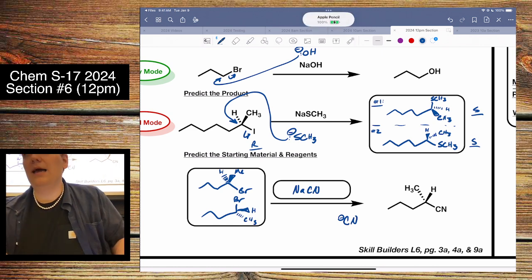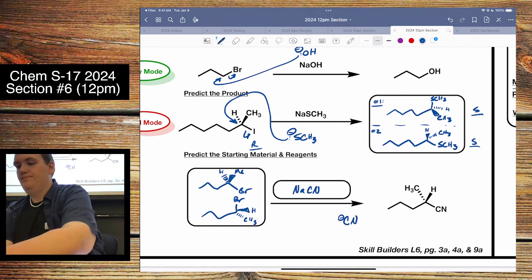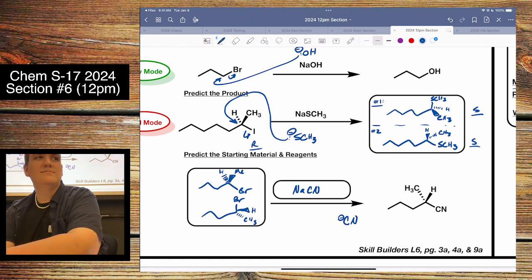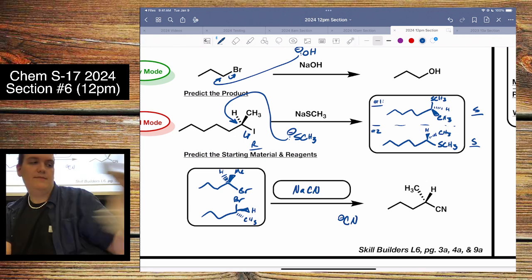Okay. Any questions on these? Yeah, I'll start. Yeah, it could be chlorine or iodine. Usually not fluorine, but could be potentially.